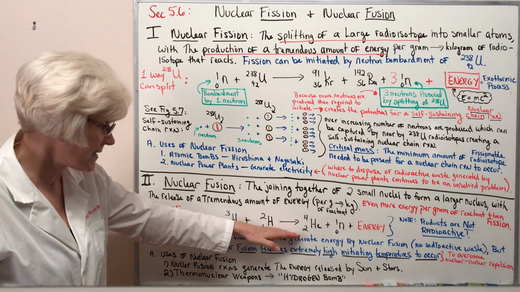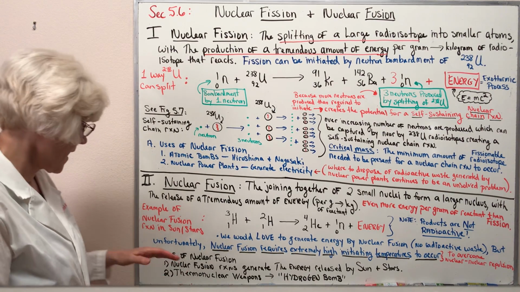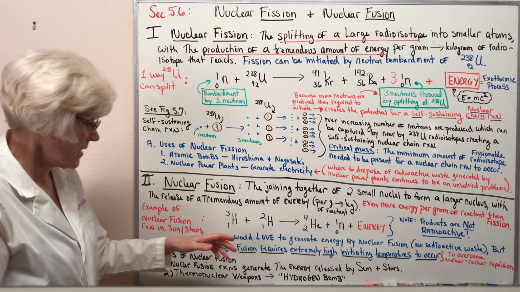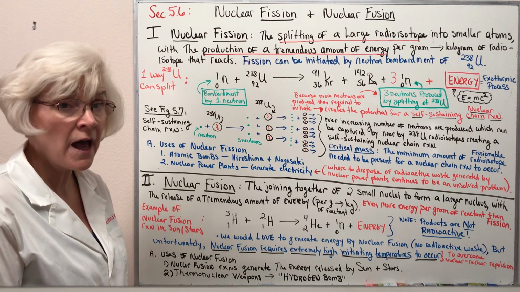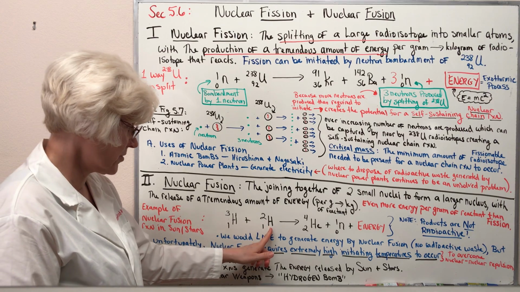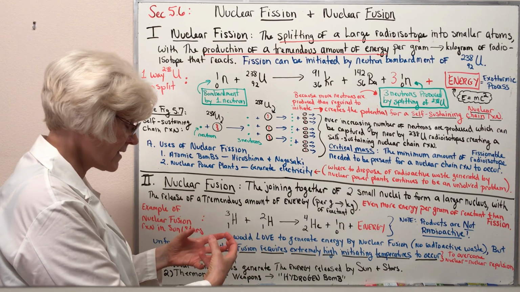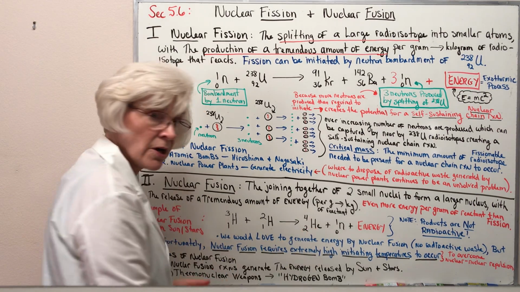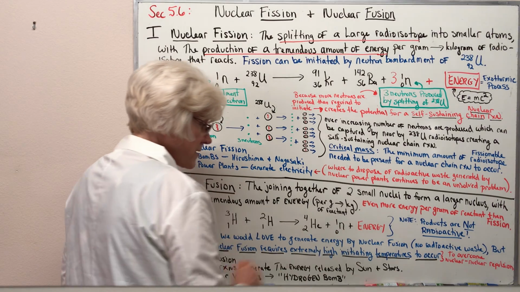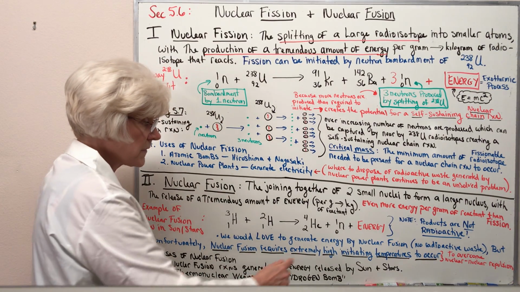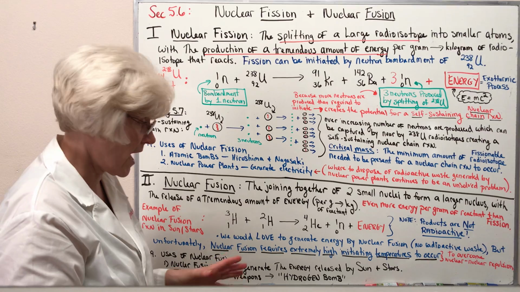So I'd like to point out an example of a nuclear fusion reaction that occurs in our sun as well as in other stars. Notice this fusion reaction involves two different isotopes of hydrogen. Tritium and deuterium can fuse together. These small nuclei join together to produce a single larger nucleus, the helium nucleus. Notice that a neutron is also produced in the fusion reaction along with energy. Even more energy per gram than a fission reaction.